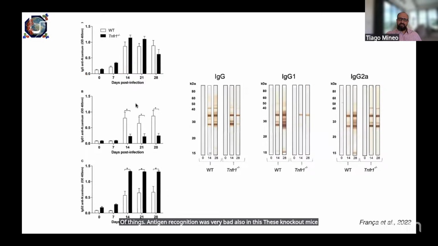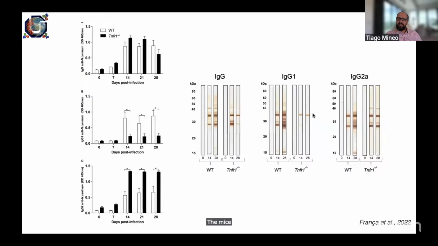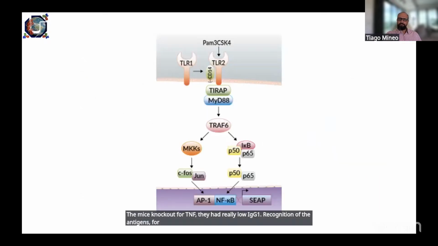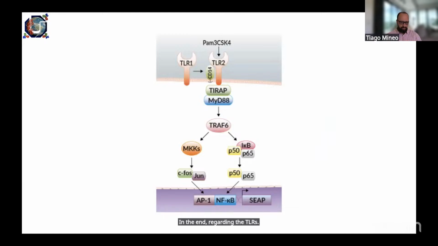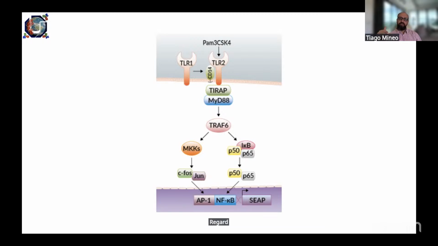As for TNF, we saw the exact same effect. The mice knockout for TNF had really low IgG1 recognition of the antigens, for example. In the end, regarding the TLRs, I wanted to show you that this is not all in vain. We think that by understanding these pathways, we can modulate them and make animals respond better to vaccination, for example, triggering that pathway, since we know it works.